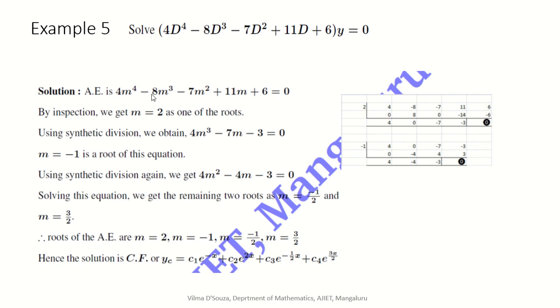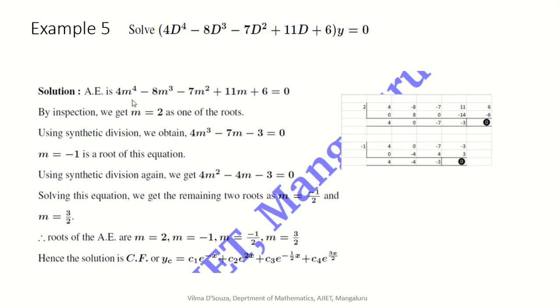So how do you find the roots of this equation? In a few calculators, finding the roots of an equation of order 4 is not possible. So what you do is, first find one root by inspection. That is, go on putting m equal to 0, m equal to 1, m equal to 2, and see whether the equation is satisfied. Put m equal to 0, you get 6 is equal to 0, which is not possible.